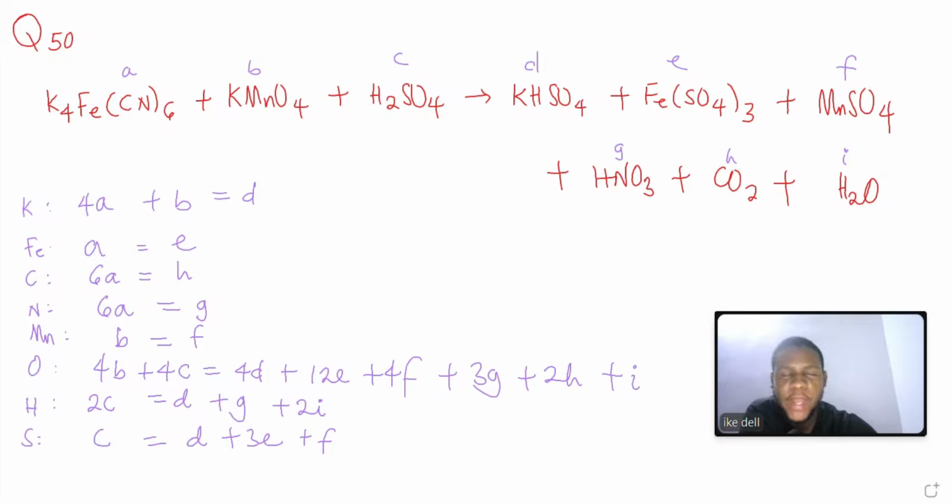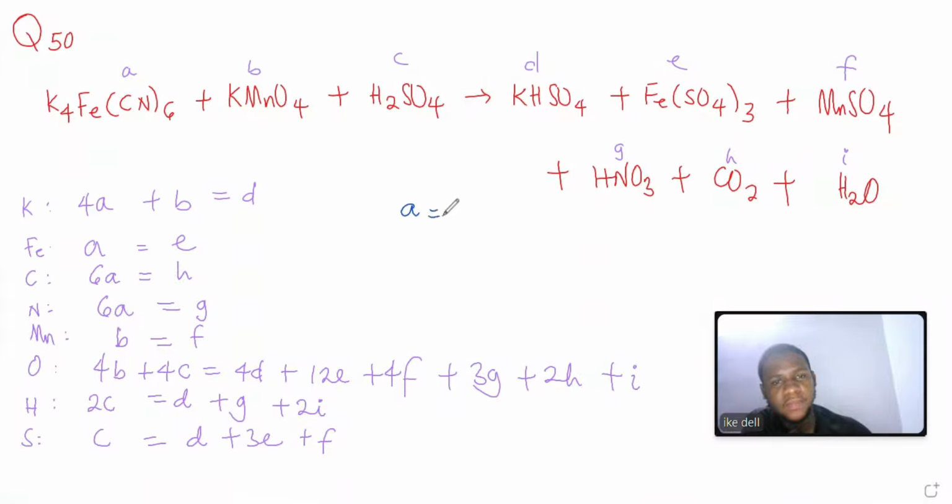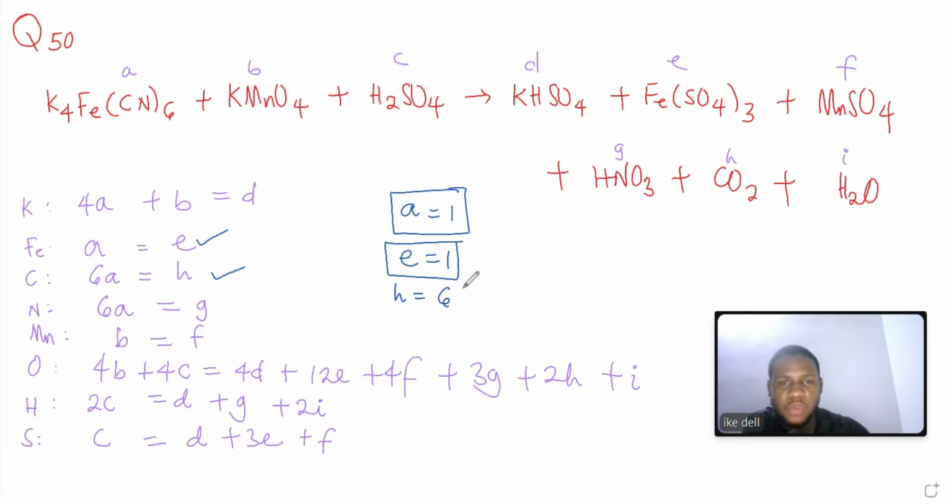Yes. So we have about 1, 2, 3, 4, 5, 6, 7, 8 equations, and we have how many unknowns? 9 unknowns. So it's not too bad. We'll just assume here that A is equal to 1. So we'll start our assumption: A is equal to 1. If A is equal to 1, that's good, because it would mean that E, based on this, is also equal to 1. If A is equal to 1, H would be equal to 6 times 1, which would be 6. So H is also equal to 6.